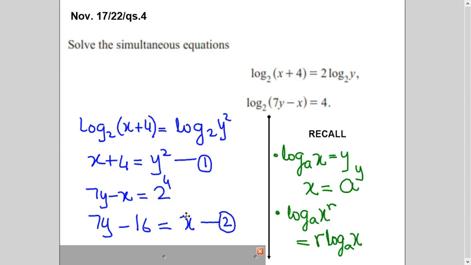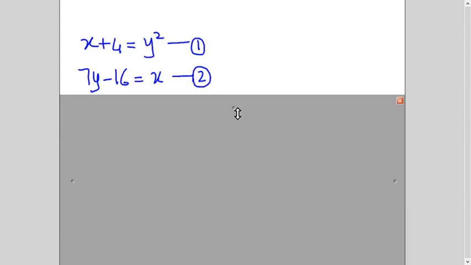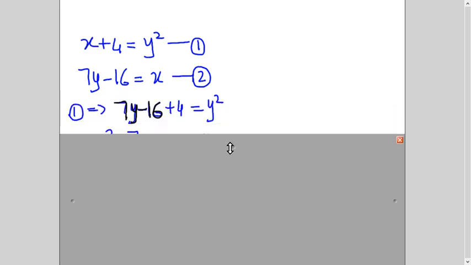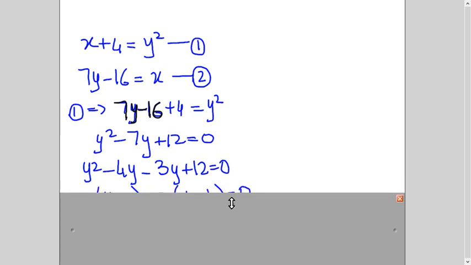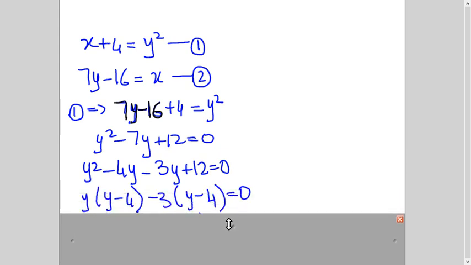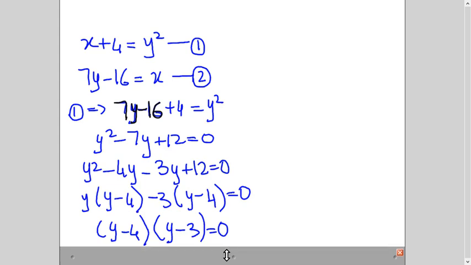Now I have two equations and I will solve them simultaneously. Here are those two equations, and you know how to solve simultaneously by the substitution method. This value of x I will plug in here, and then it will become a quadratic equation in y. You know how to solve a quadratic equation, either by factorization, the quadratic formula, or completing the square, whatever you like. With simple factorization, I ended up with y minus 4 and y minus 3 equals 0.